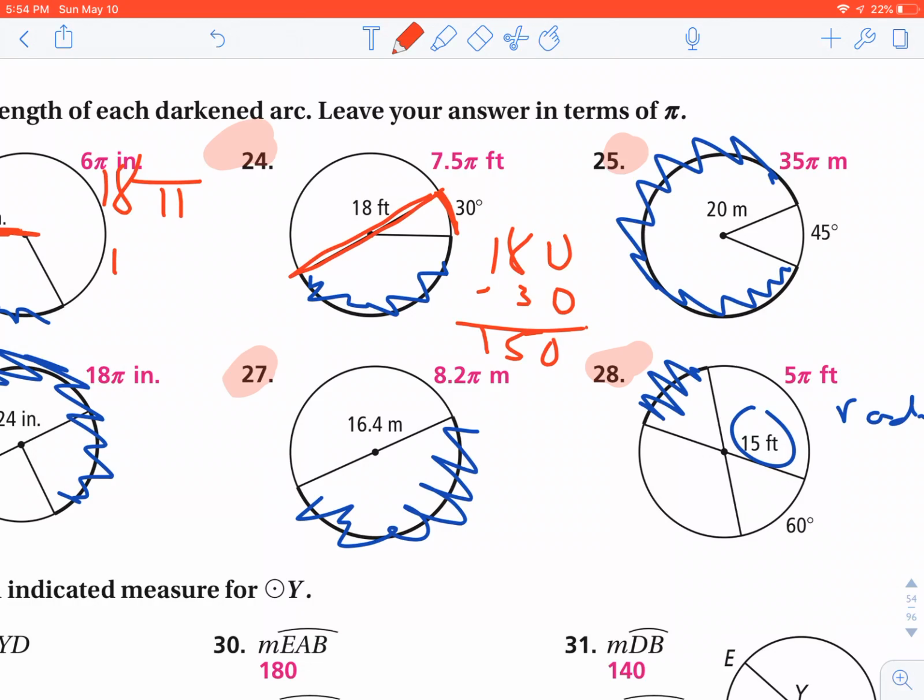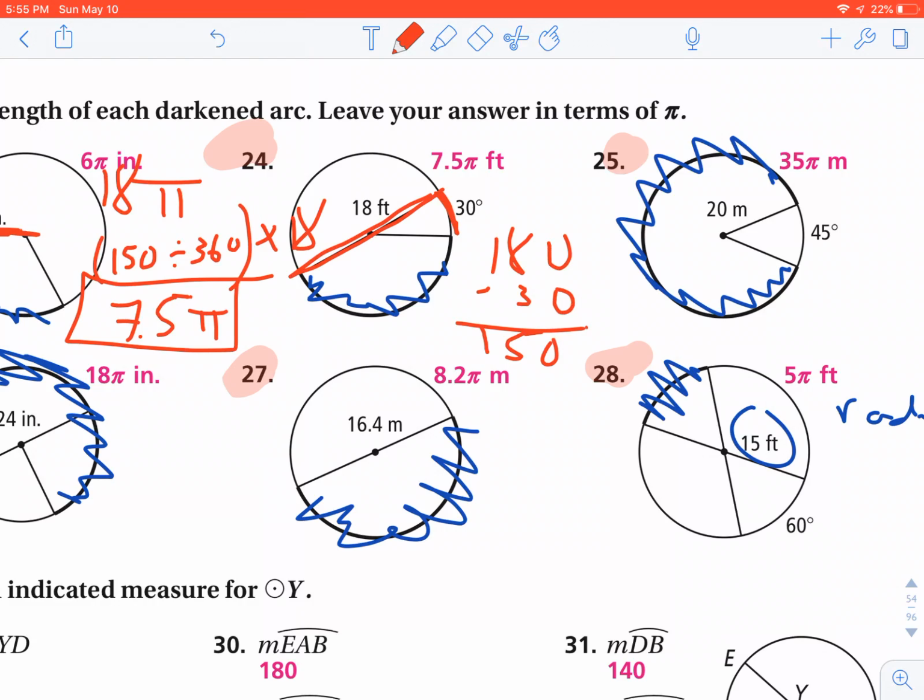So now in your calculator, parenthesis, 150 divided by 360, close parenthesis, times 18, and then hit enter. It should give you 7.5. And then attach pi there on the end. So again, all this is, you find the circumference and you multiply that by the fraction of the circle that you want. In this case, I wanted 150 degrees of the entire 360, so that's why my fraction is 150 over 360. I multiply it by 18, I get 7.5. And then they want the answer in terms of pi, so I just attach pi there on the end.